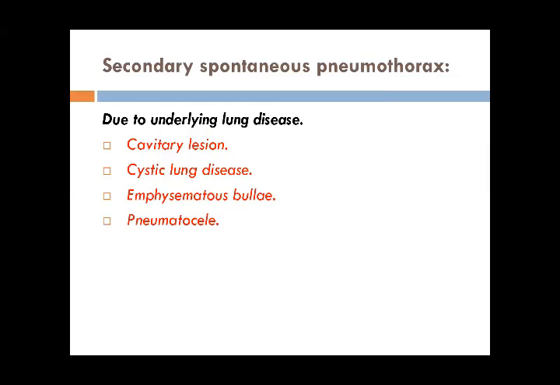Secondary pneumothorax usually occurs due to lung diseases which lead to the formation of a soft point in the lung, like the cavitary lesions present in tuberculosis, cystic lung diseases, and emphysematous bullae, if they are formed. Pneumatoceles can form in cases of pneumonia. After the pneumonia, if pneumatoceles are produced, they can cause a secondary pneumothorax.